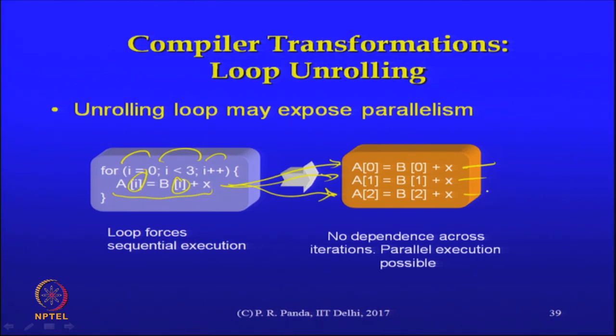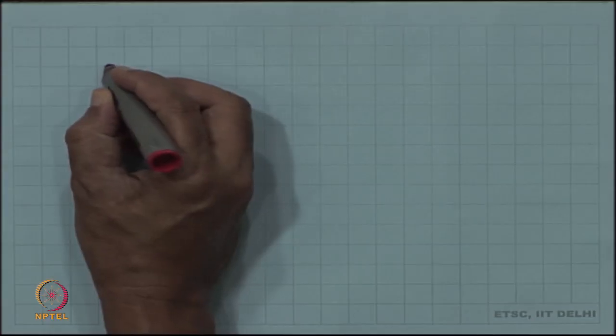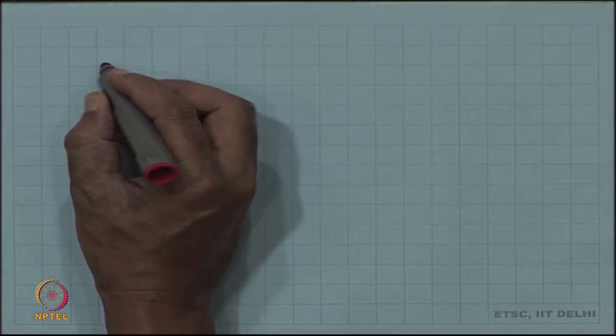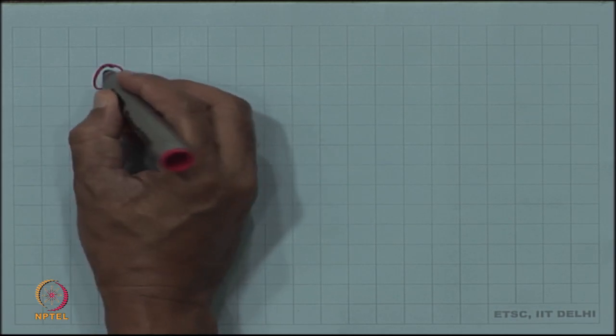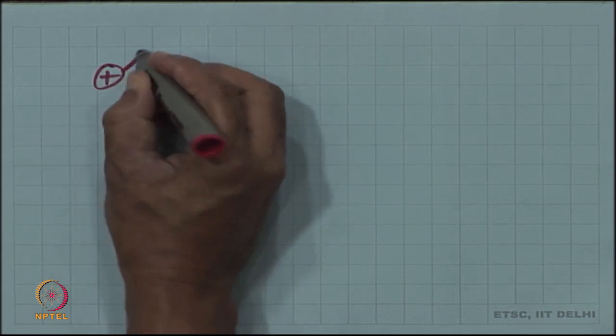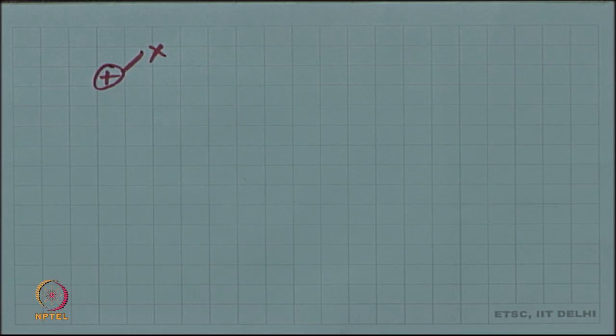What is the DFG corresponding to? First the original loop, I had a plus, this is x, and what about the AI and BI?